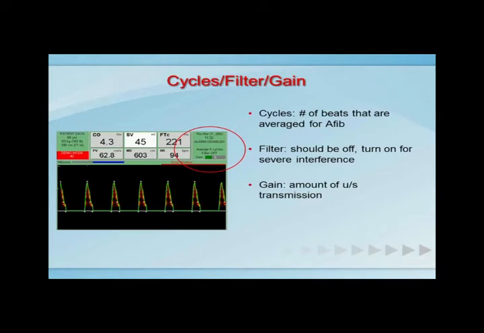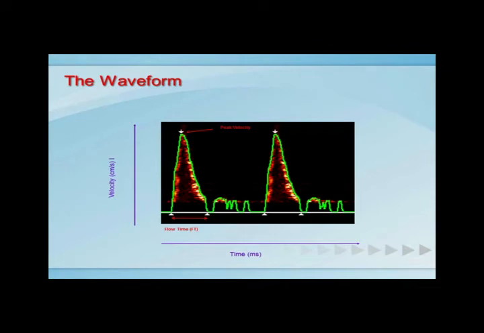You should always start with the filter off, and you can turn it on for severe interference. You may need to adjust the gain for the amount of ultrasound transmission. This is an example of the esophageal Doppler waveform. It's based on continuous wave Doppler shooting across the descending aorta. And what you see is velocity of blood flow in centimeters per second on the y-axis over time in milliseconds.